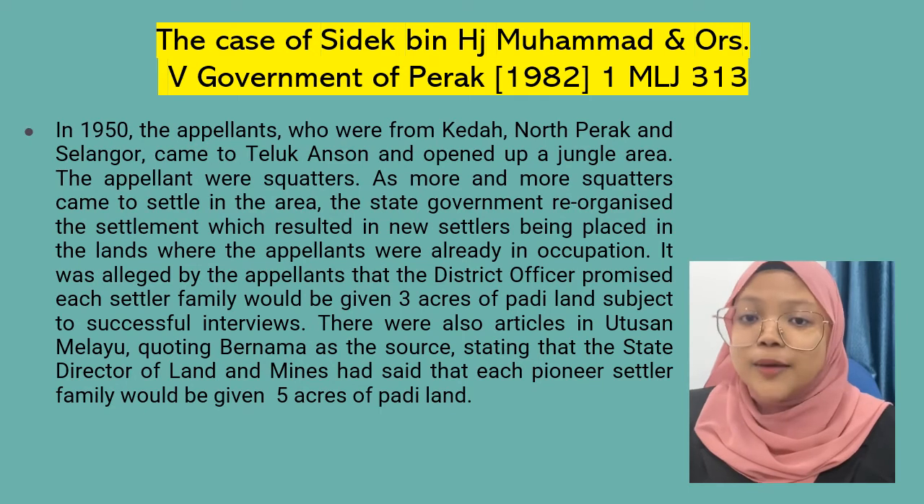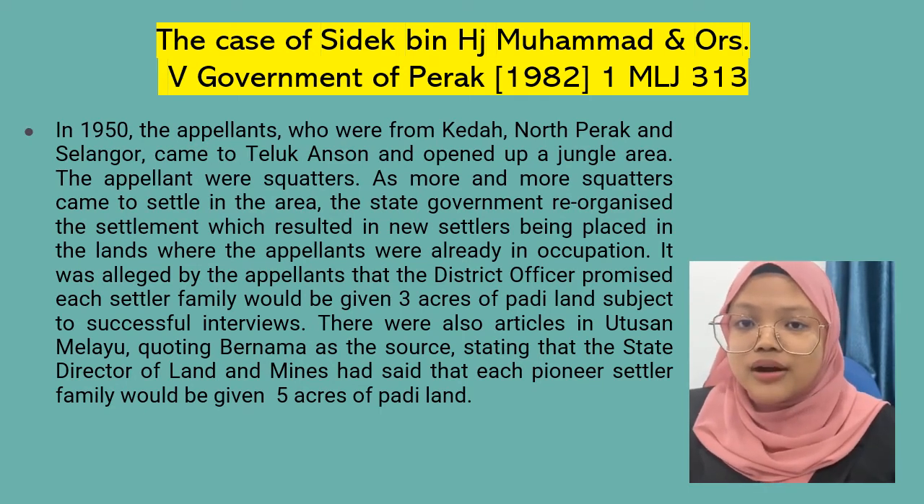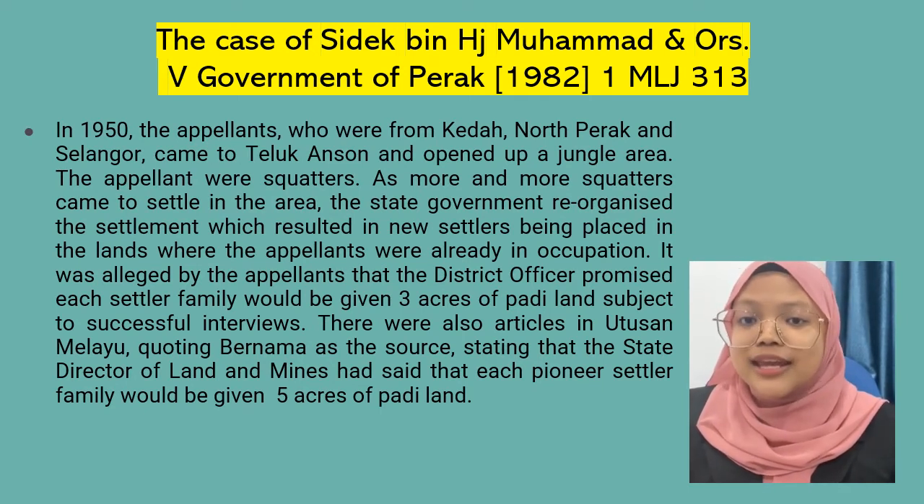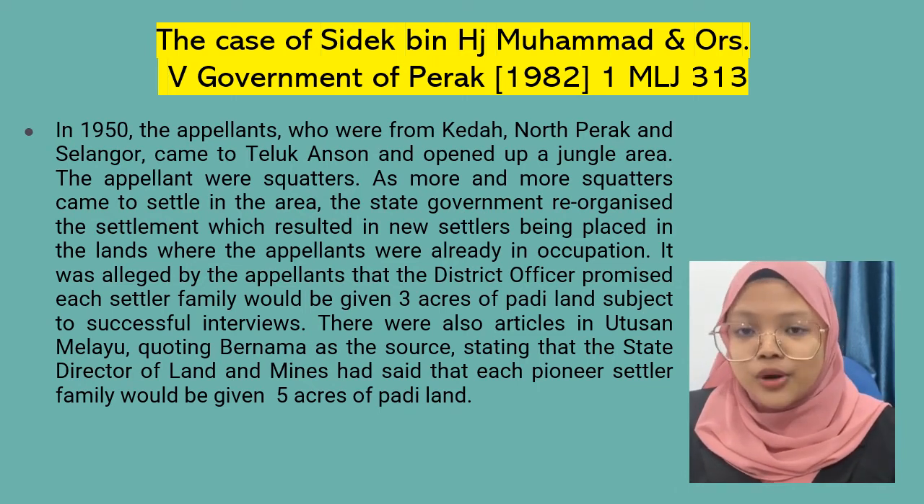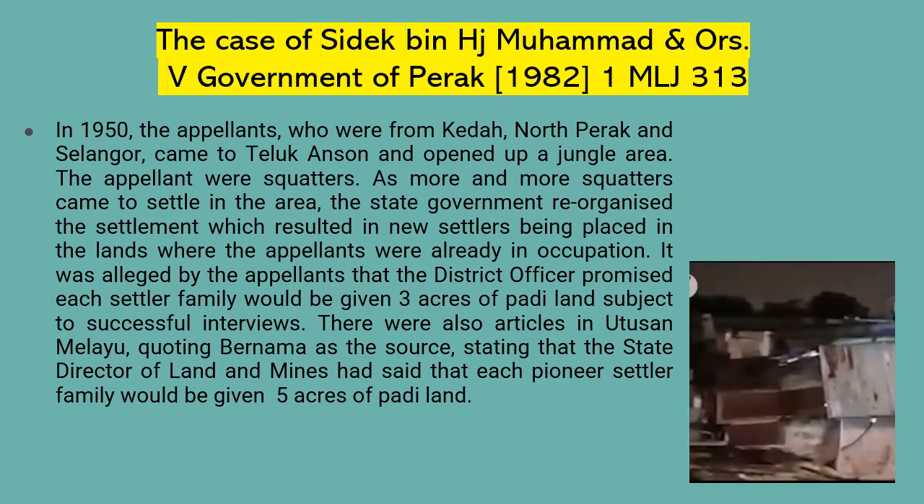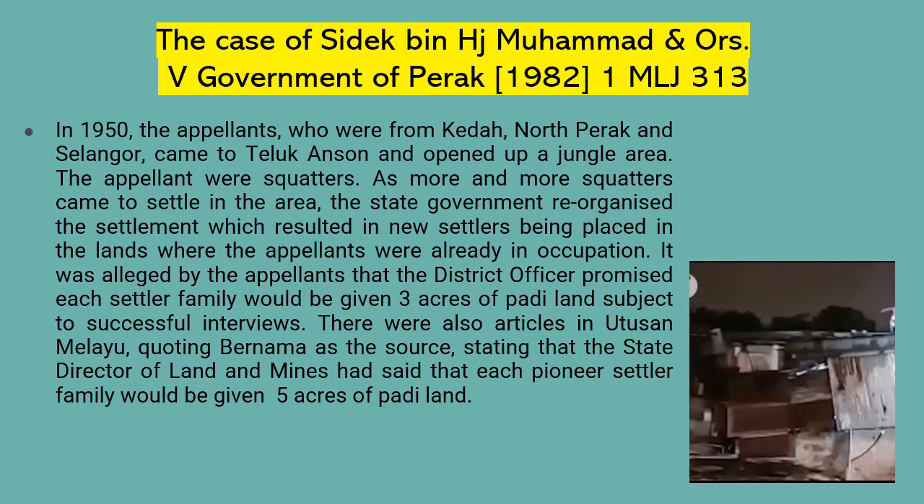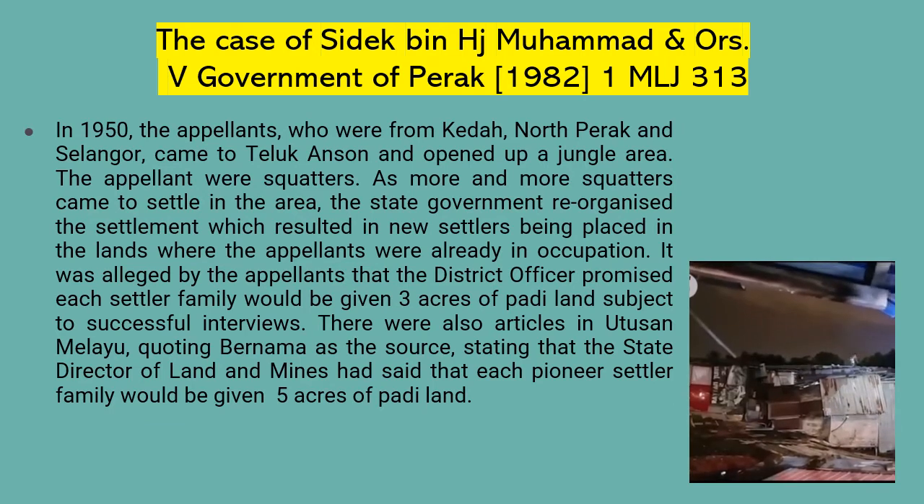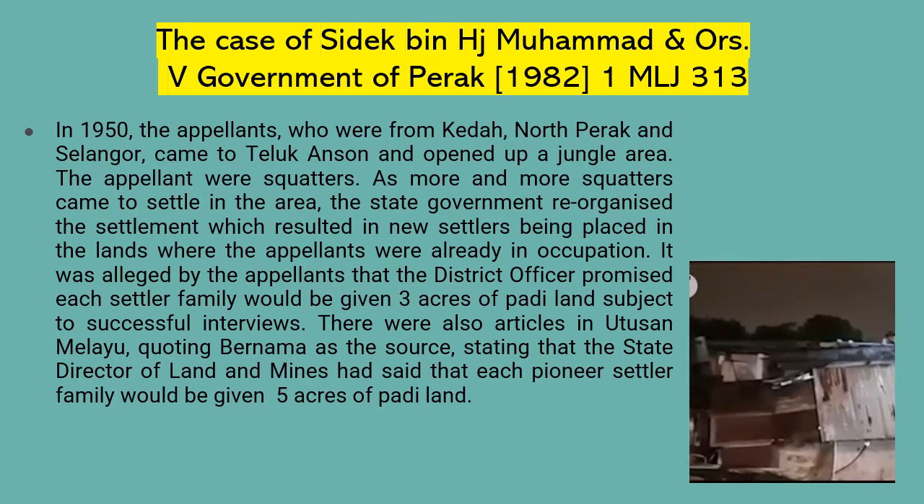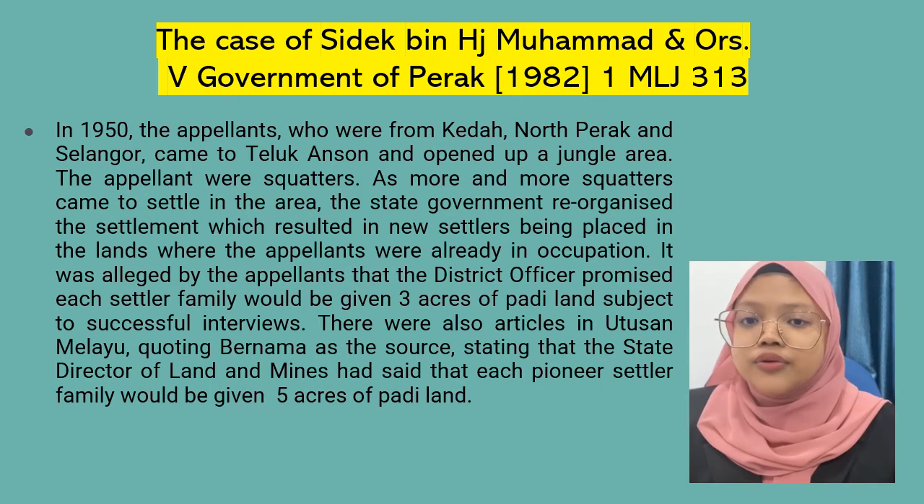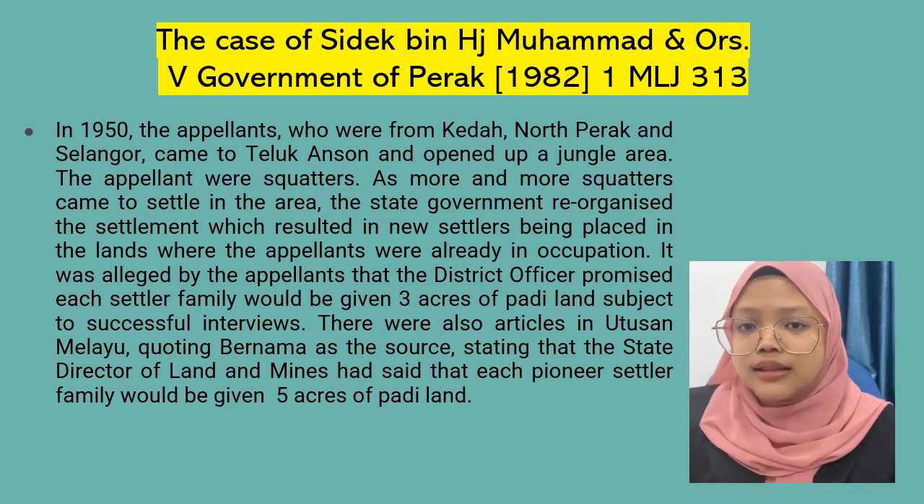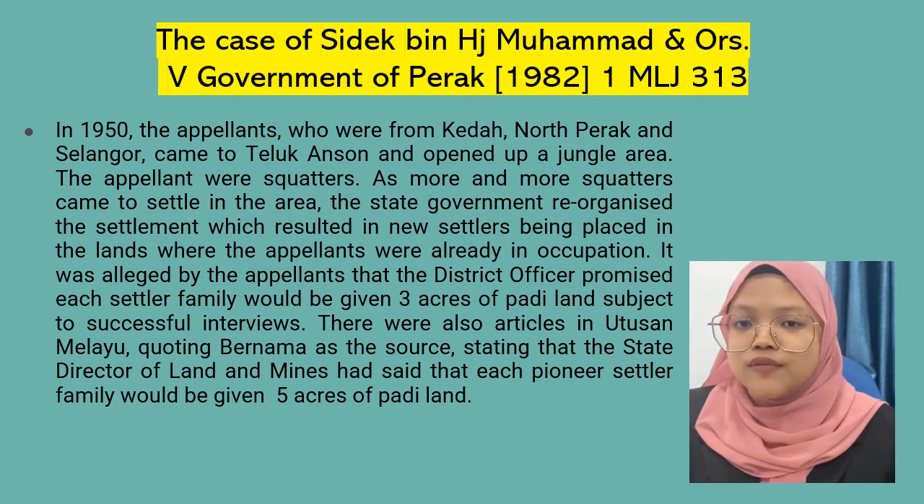In 1950, the appellants who were from Kedah, North Perak and Selangor came to Teluk Anson and opened up a jungle area. The appellants were squatters, as more and more squatters came to settle in the area. The state government reorganized the settlement, which resulted in new settlers being placed on the land where the appellants were already in occupation. It was alleged by the appellants that the district officer promised each settler family would be given 3 acres of paddy land subject to successful interviews.